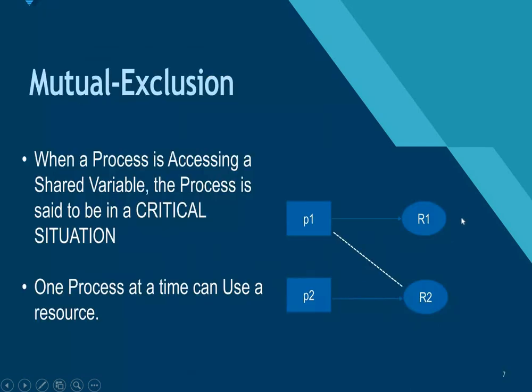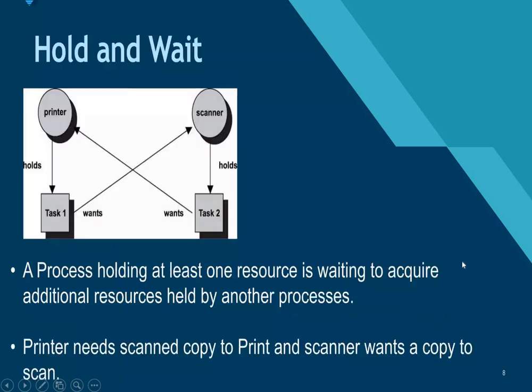First, we'll see about mutual exclusion. When a process is accessing a shared variable, the process is said to be in a critical situation. One process at a time can use a resource. This diagram shows process 1 can use either resource R1 or R2. Similarly, process 2 can use the resources either R1 or R2. That is, each and every resource should be exclusively assigned to any one process. If resources are shareable, then deadlock will not occur.